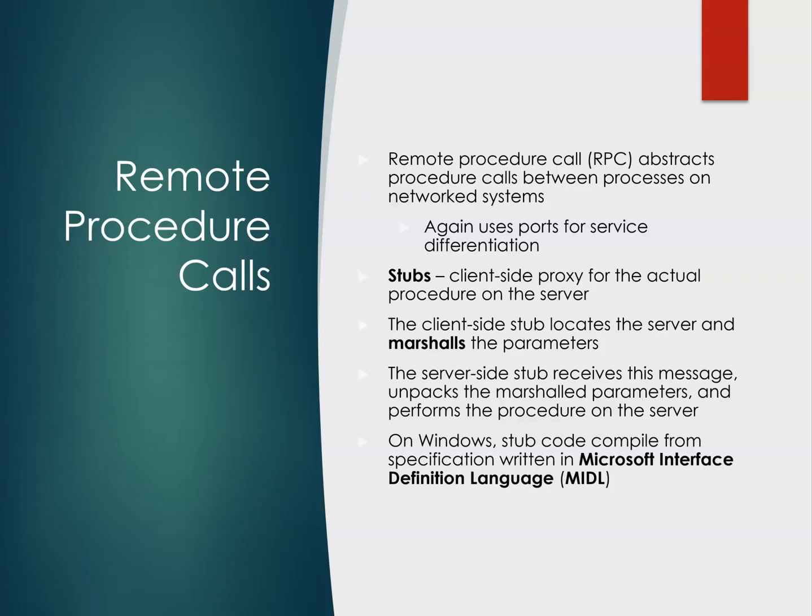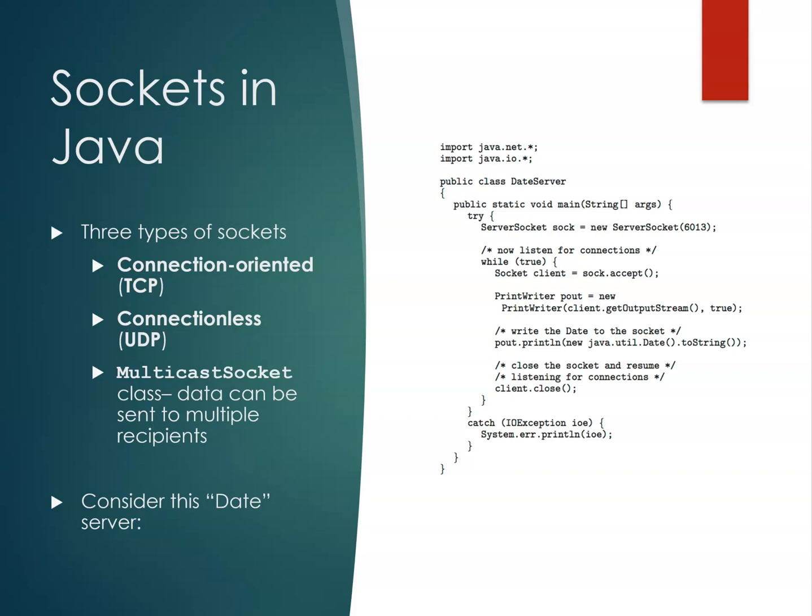So here's a date server. Okay, so we create a new socket. Now we listen for connections in an infinite loop because we want to keep this service running. And this blocks, when it receives a connection, we get the output stream. We write the date back to the client, and then when we're done, we close the socket and resume listening for new connections. So the server's always listening, but the connections come and go.